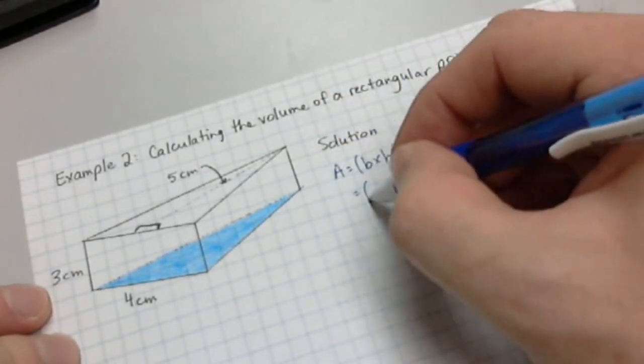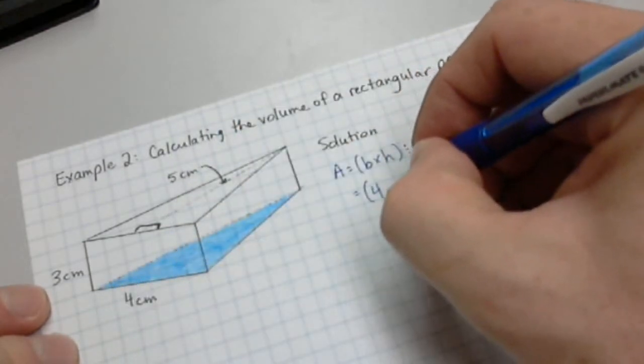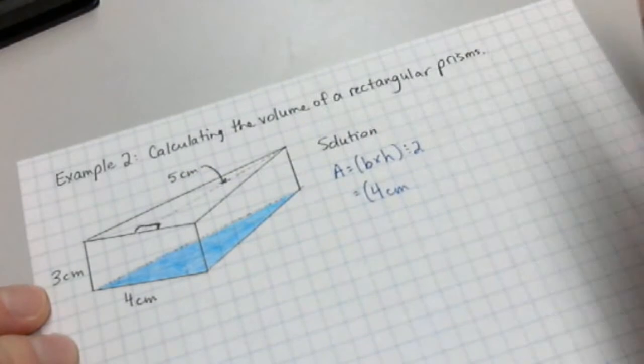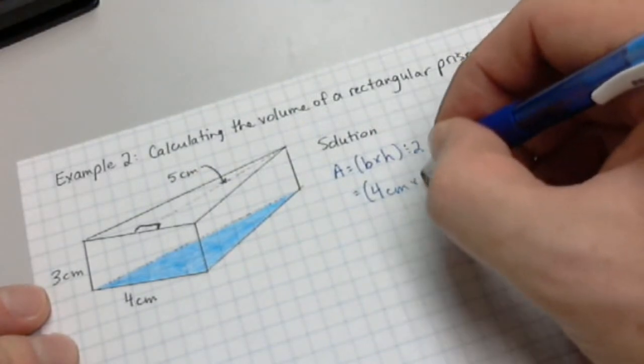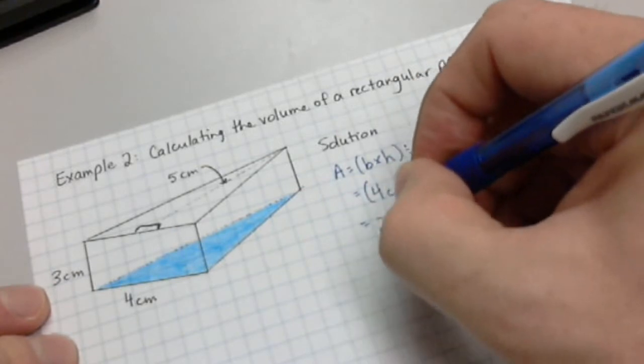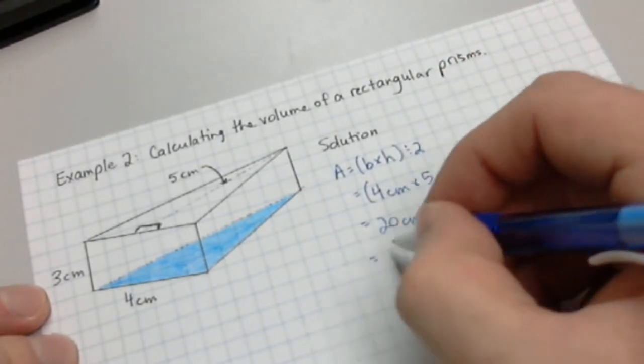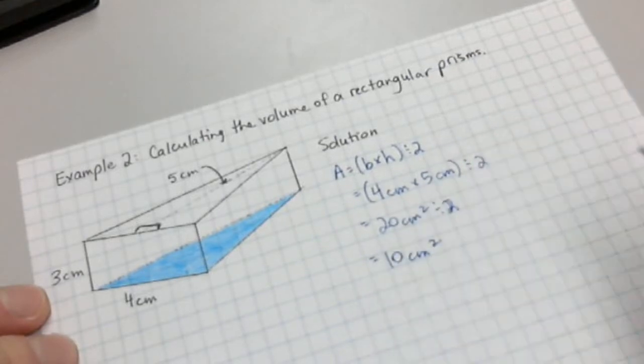So if I put in my substitutions, I know that the base is 4 centimeters. I know my height is 5 centimeters. That's what the diagram tells me. And I've got to divide that by 2. So that's 20 centimeters squared divided by 2, which equals 10 centimeters squared.